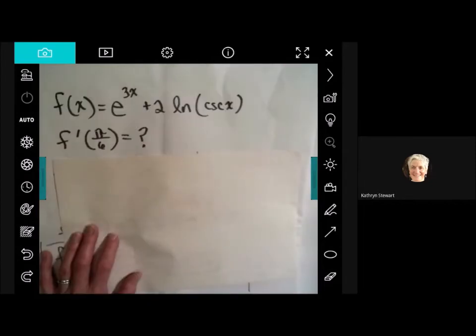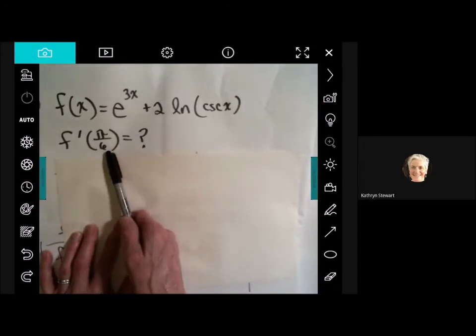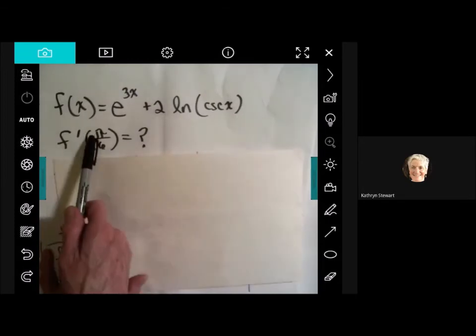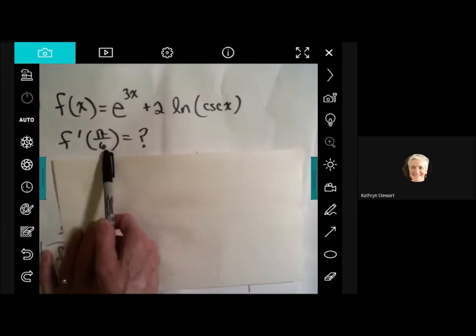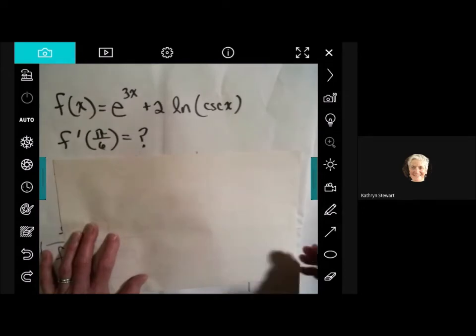And let's look at number 7. Here's my function. I'm wanting again to find the derivative at a specific value, in this case pi over 6. If radians confuse you, remember that pi is equal to 180 degrees. So 180 divided by 6 is 30 degrees. So this is going to be a 30-degree angle.